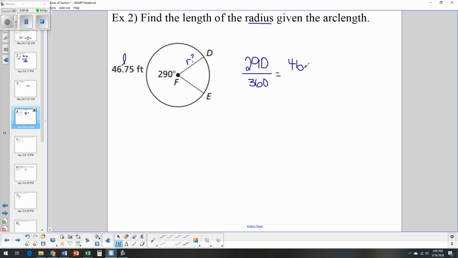So that's going to be 46.75 over, and I'm looking for the radius, so that tells me I'm going to use 2 pi r. If they asked for the diameter, I'd use pi d. If they just asked for the circumference, I would just use C. And now I'm going to cross multiply this again. So we get 580 pi r equals, and now the 46.75 times 360 is 16,830.